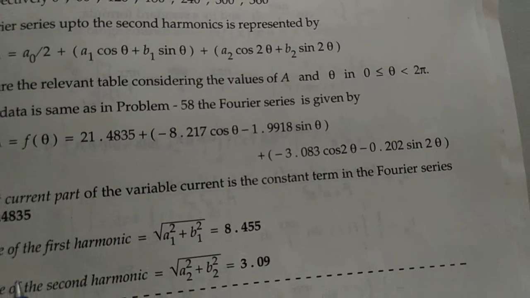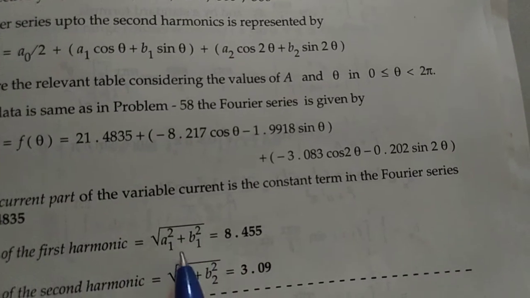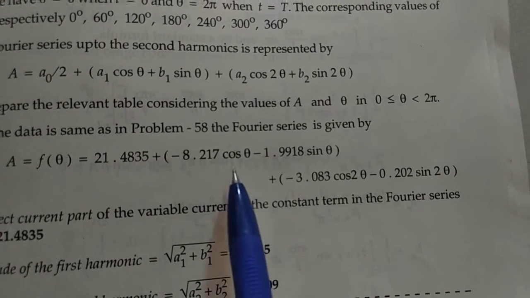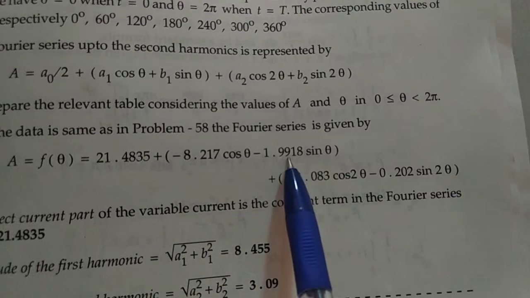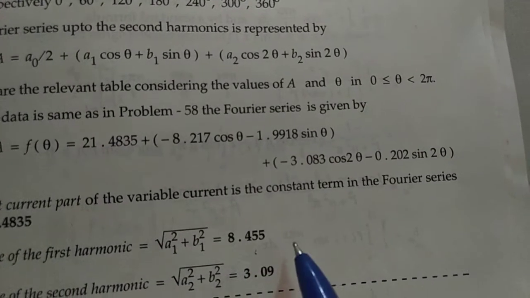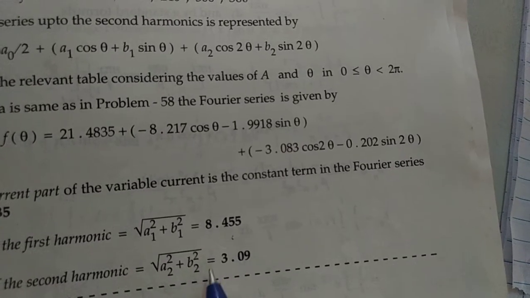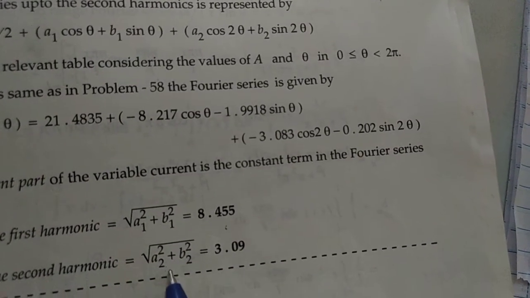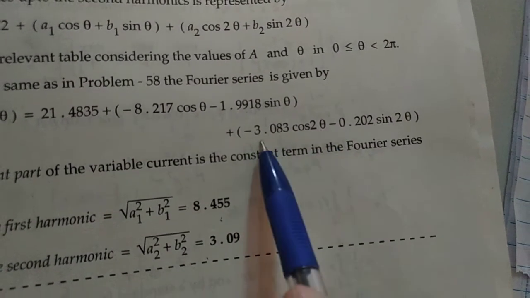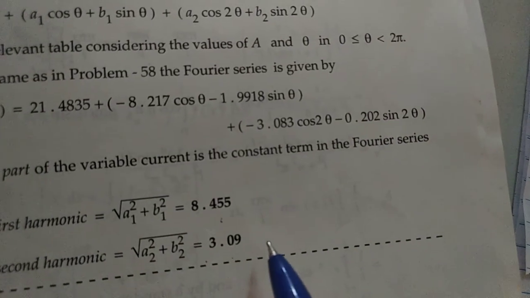That is 21.4835. Next, you have to find the amplitude of the first harmonic. The first harmonic amplitude is the root of A1 squared plus B1 squared, where A1 is the coefficient of cos theta and B1 is the coefficient of sin theta. Taking the squares of these two coefficients and the root, we get 8.455. And the amplitude of the second harmonic is the root of A2 squared plus B2 squared, where A2 is the coefficient of cos 2 theta and B2 is the coefficient of sin 2 theta. Then simplifying, we get 3.09.